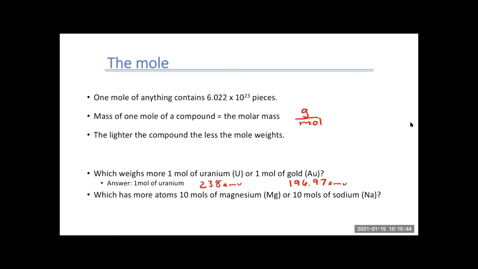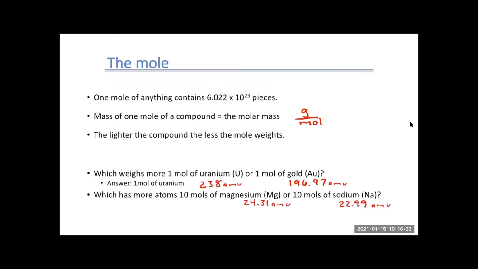Let's ask another question. Which one has more atoms? 10 moles of magnesium or 10 moles of sodium? Well, we know that magnesium weighs more than the sodium. Magnesium has an atomic mass unit of about 24.31. And sodium is 22.99. So obviously the magnesium weighs more per atom.